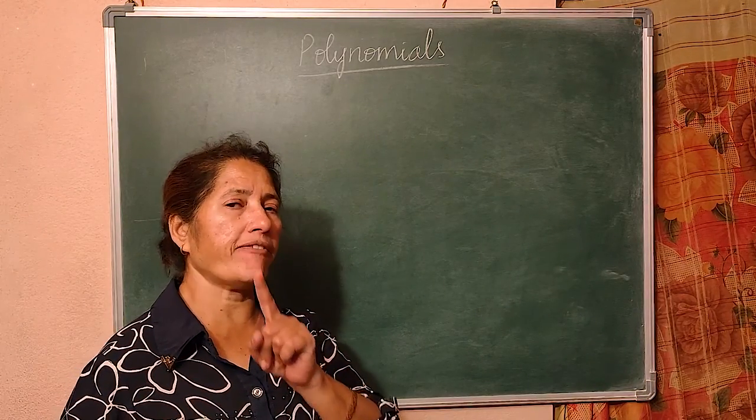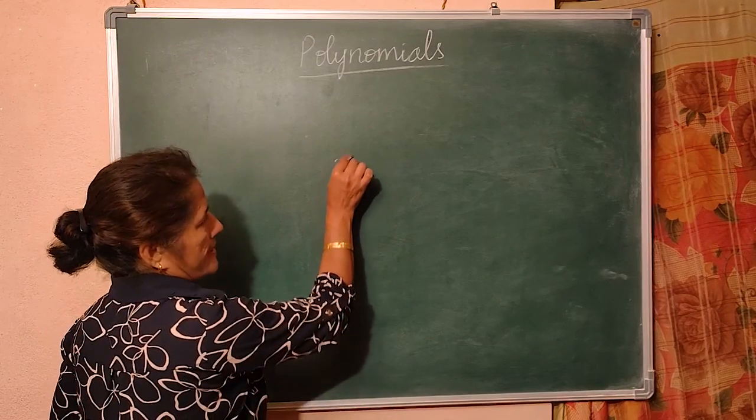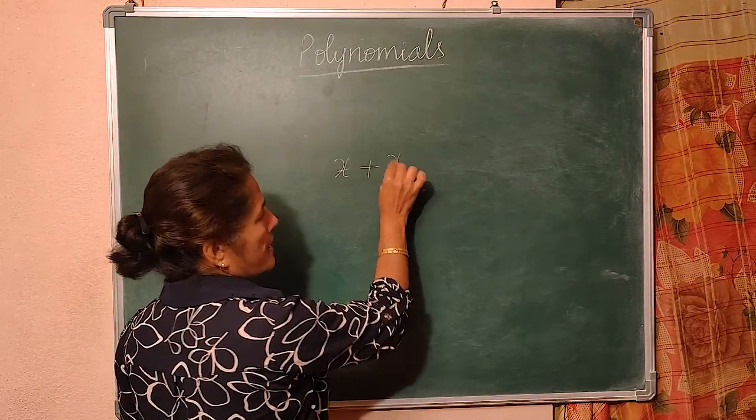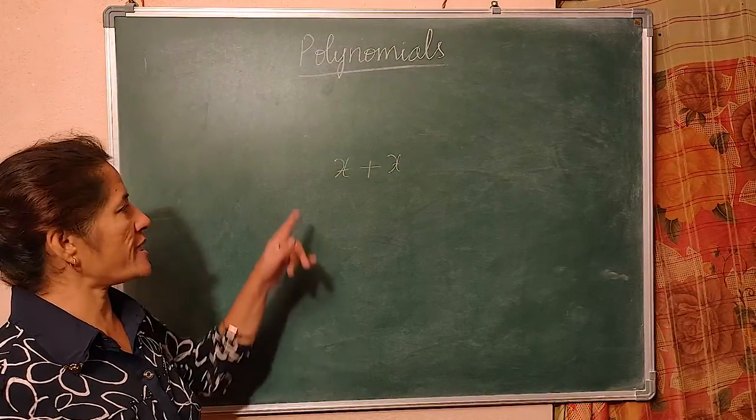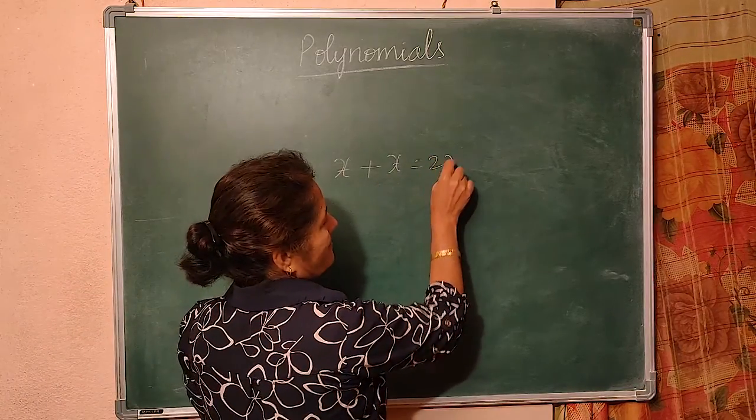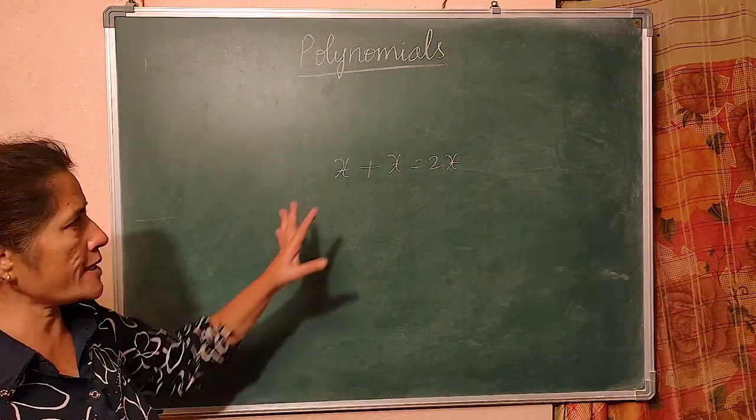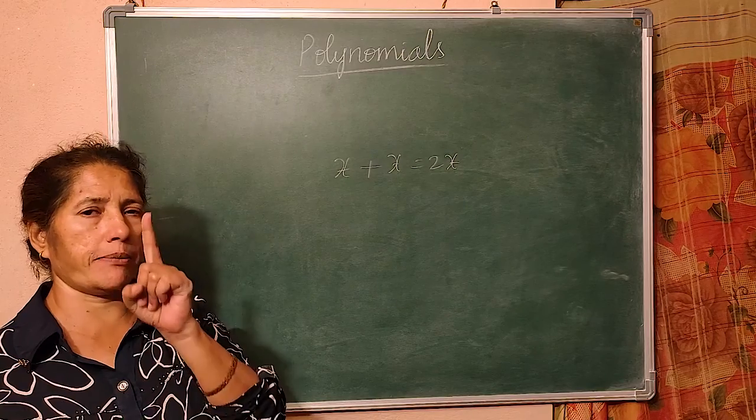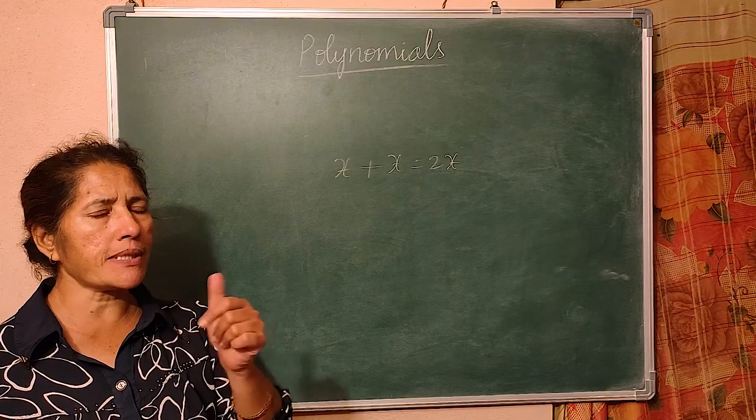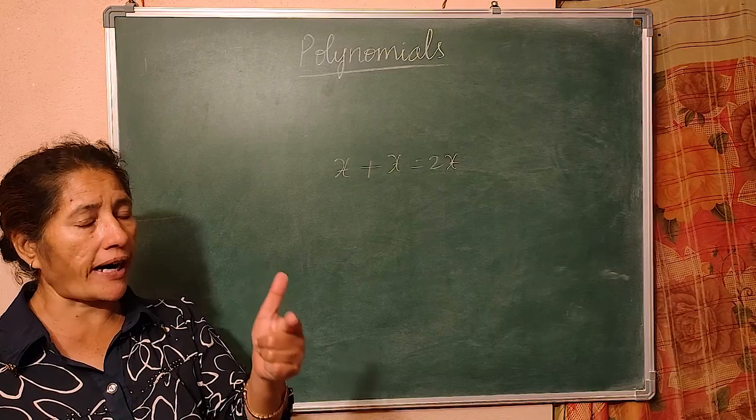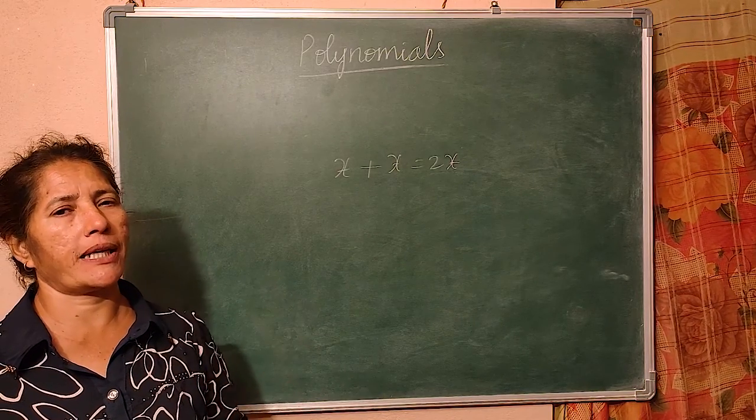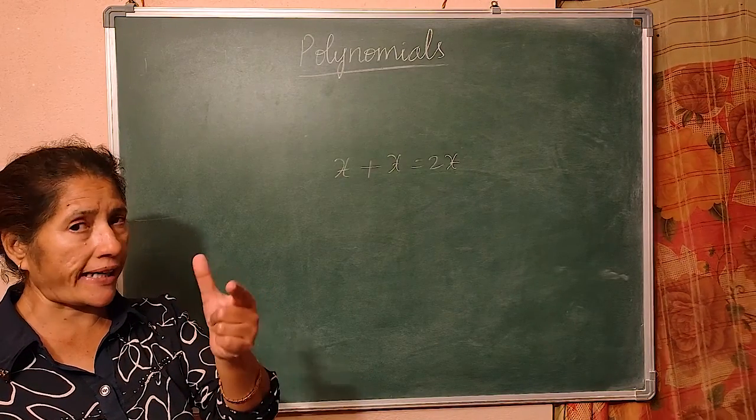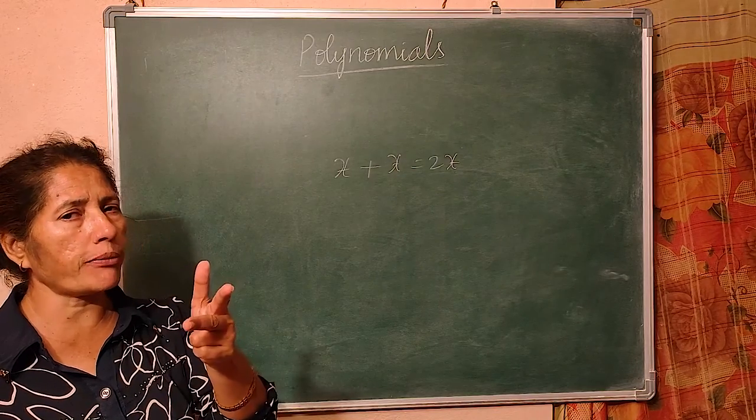Now, when there is only one variable, say x, it is a monomial. Can I say x plus x is a binomial? No. x plus x is 2x. You understand? It is not a binomial. So, whenever only one variable is there, the terms linear, quadratic, cubic polynomial, such words come. Linear polynomial, quadratic polynomial, cubic polynomial and so on.